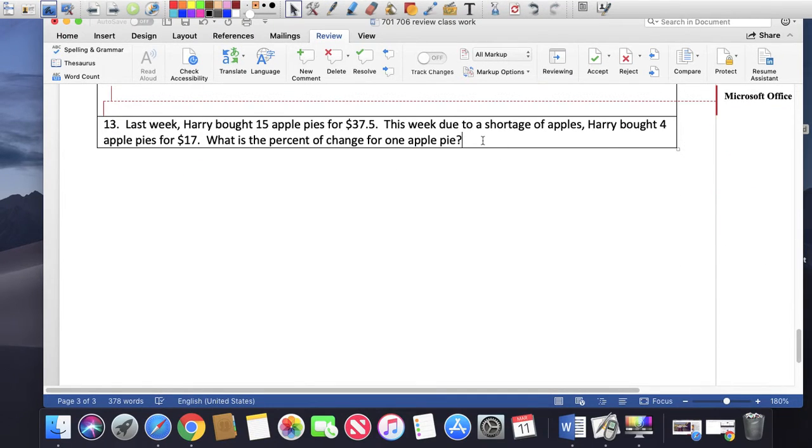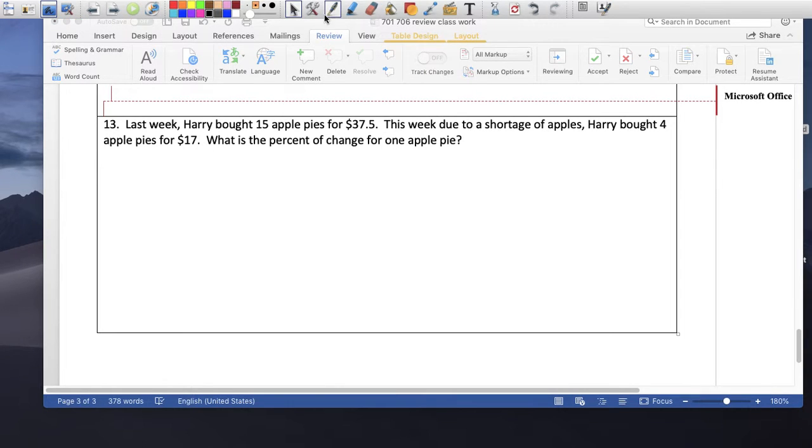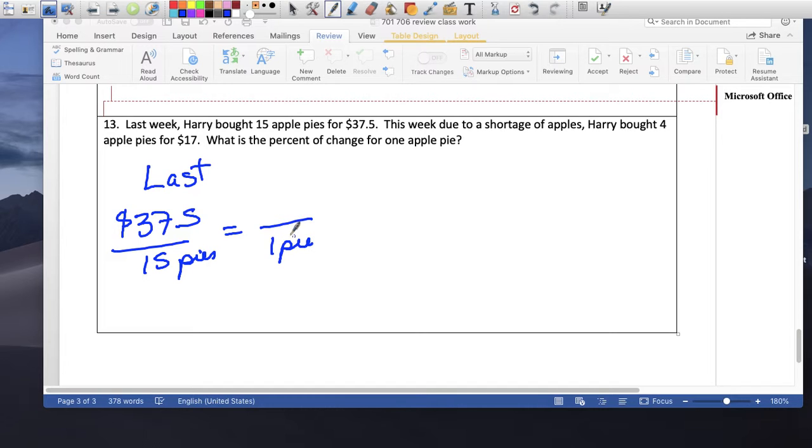And 13. Last week, Harry bought 15 apple pies for $37.50. This week, due to a shortage of apples, Harry bought 4 apple pies for $17. So what's the percentage change for one apple pie? Let's find out how much each apple pie was. $37.50 got you 15 apple pies, so if you divide by 15, 37.5 divided by 15 equals $2.50 per pie.